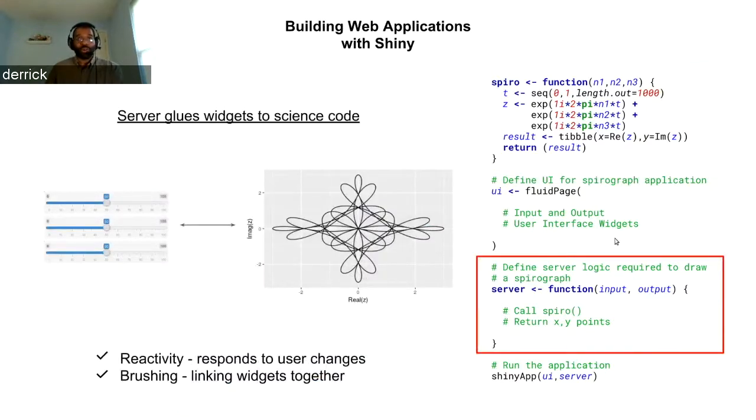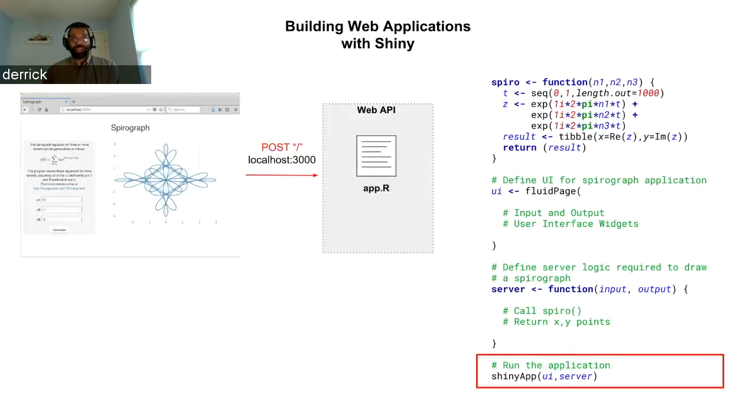Next, there's the server code, and that glues the widgets of the UI to the science code. Within Shiny, they really promote things like reactivity, or being able to respond to user changes, and also brushing, which is linking widgets together, so that if you make a change in one widget, another widget will react or has the ability to react in a certain way. The last bit of code at the end is to control launching the web application.